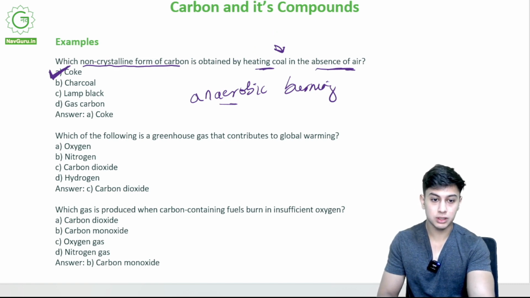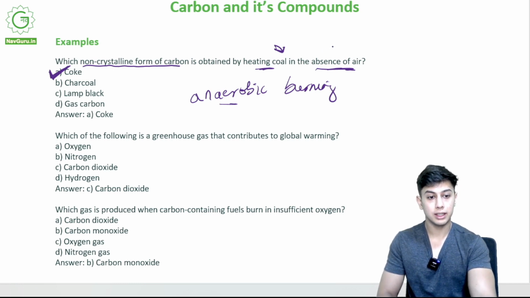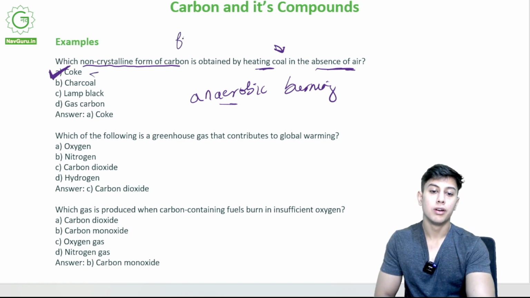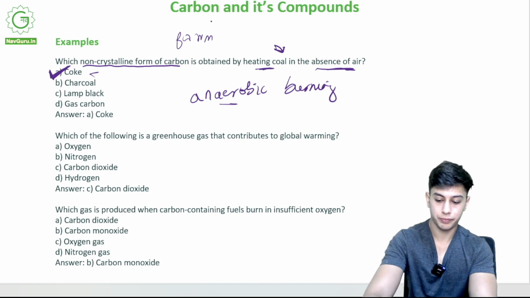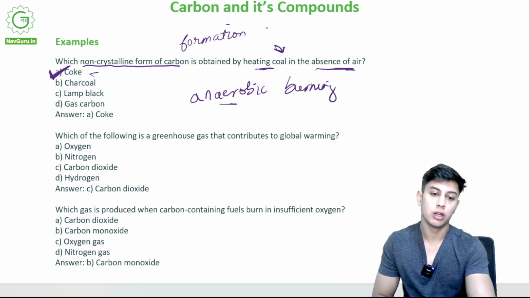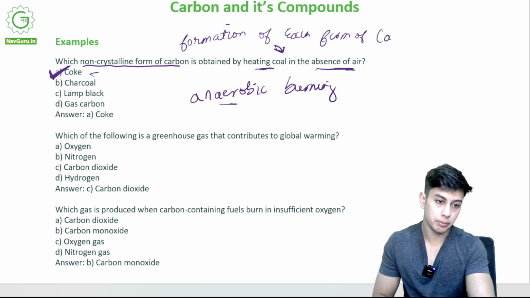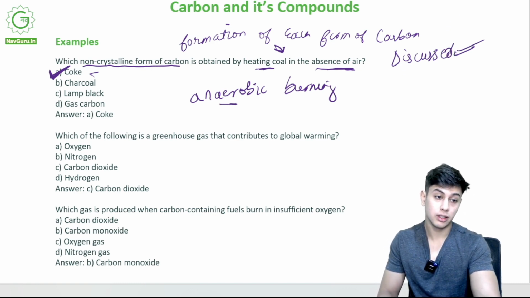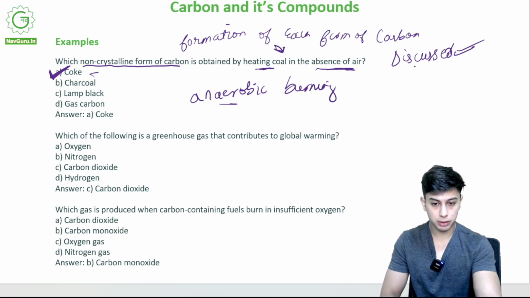Now you have some options. This one is obtained by heating coal. Now how was the heating? In the absence of air. So that makes it clear that it was coke. Remember the formation of each form of carbon that we have discussed. Each form should be remembered. How it was made, what was the process, how did we obtain it, where it is used, these are important parts.